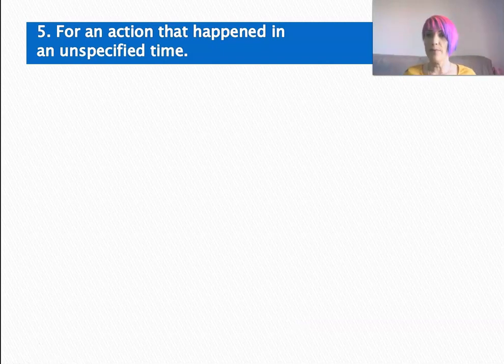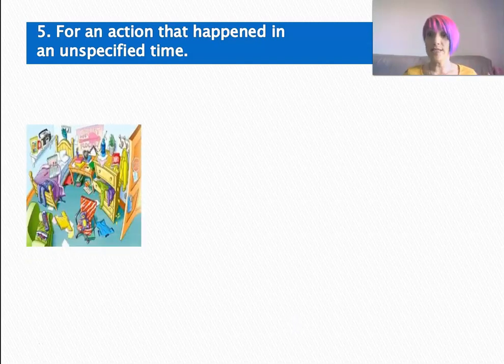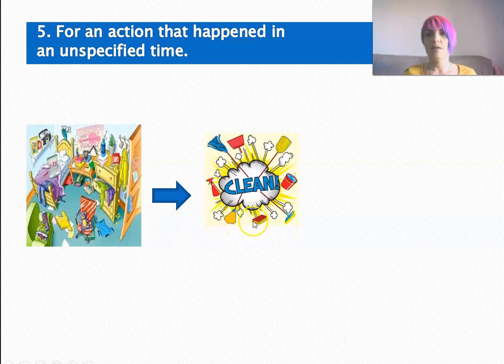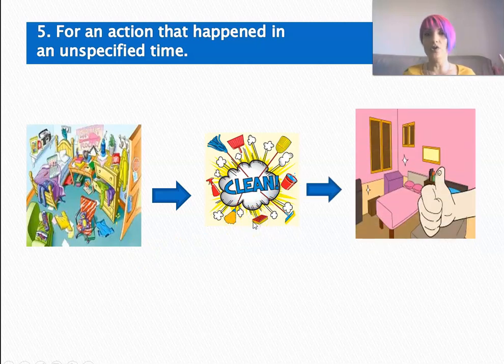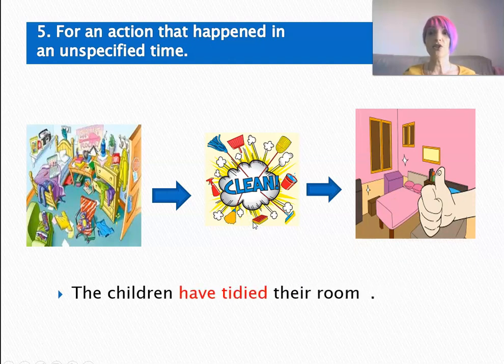Right? And finally, for an action that happened in the past but at an unspecified time. When it happened is not important at all. What is important is the results. Remember about the car? Yeah? Good. So here we have this very messy and untidy room. They clean it, and now, wow, super clean. So the children have tidied the room. We don't know when, we don't care when. The result is what is important. Yeah?